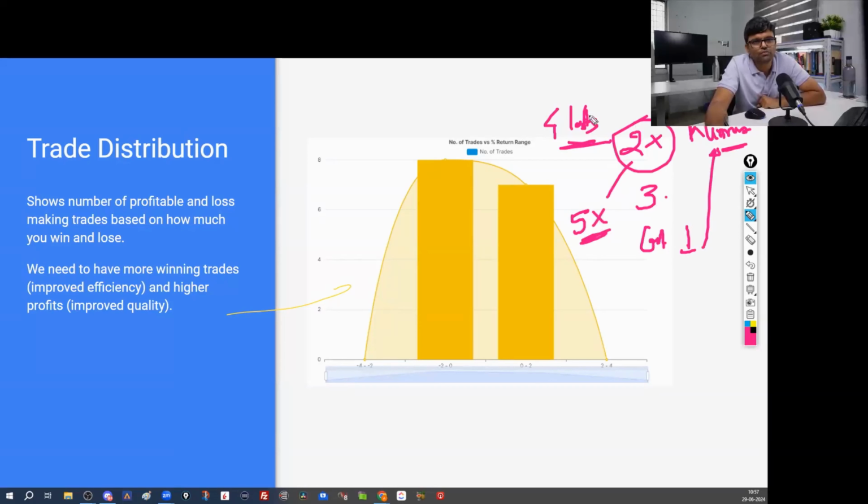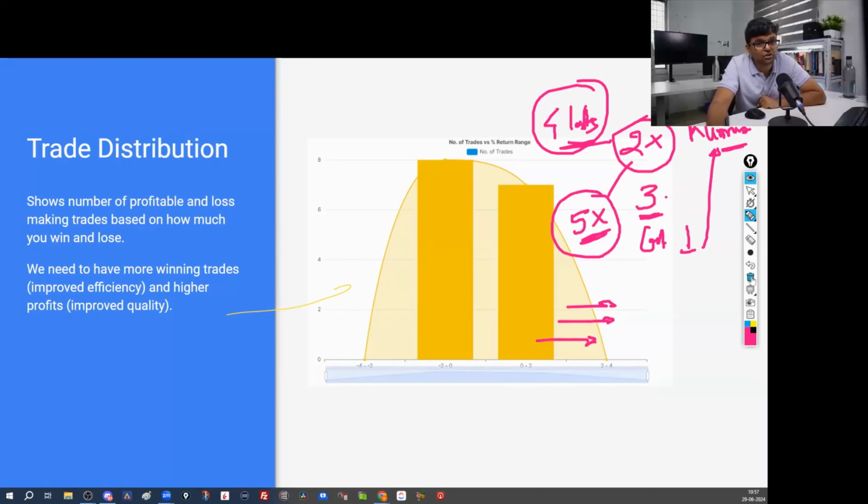You don't want to make all 5x on 4 lots. That is being greedy. Take your 2x on your 3 lots and let your 1 lot run. That is going to change your life. And that will push you towards the right, which is good.